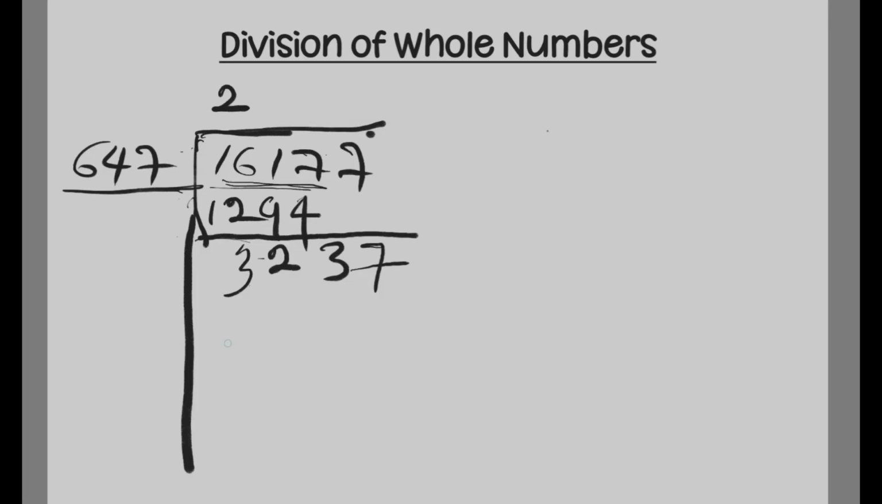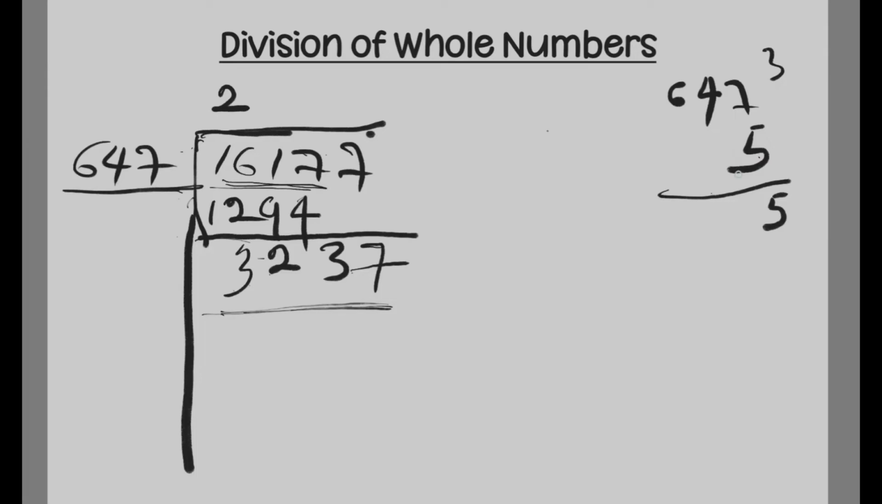So the next thing is we're going to look for a number that is very close to this 3237 here, because we can't use 323. 323 is smaller than 647. So let's see what that number is going to be. Let me start with 5. 647 times 5. 5 times 7 is 35. I'm going to write 5. I'm going to carry 3.